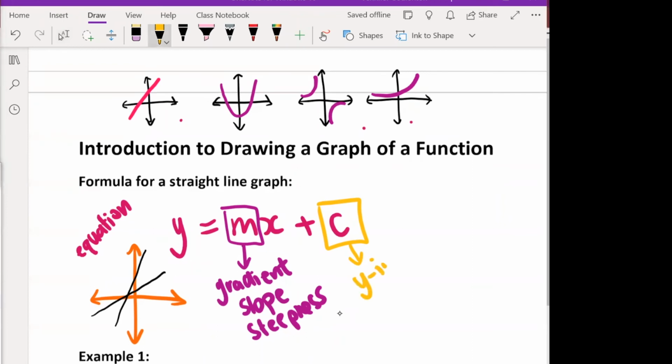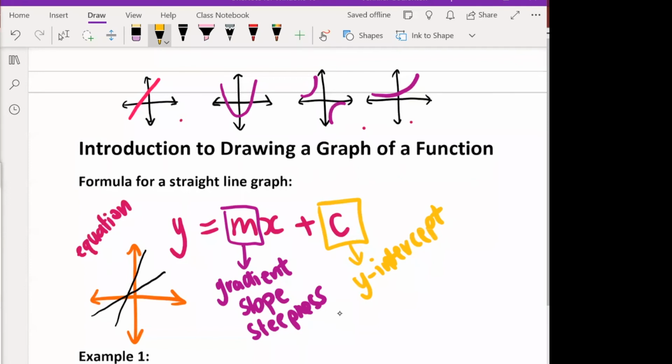So what you were saying there is great. That is our y-intercept. That is exactly what c stands for. We're going to talk about it a bit more just now. So our m stands for our gradient or our slope. It's the steepness of our graph. It also tells us if it's a positive graph or a negative graph. And then c is our y-intercept.